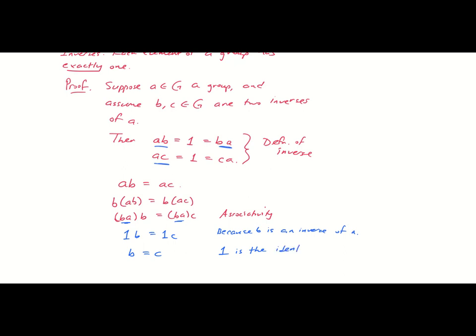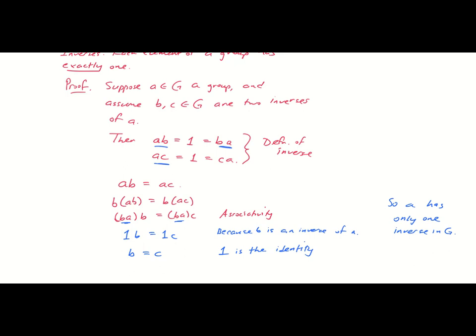But wait a minute. I assumed that B and C were just any two inverses of A. I assumed that up here. And I ended up showing that B equals C, which means if I have two inverses of A, they're really the same inverse. So really, this means that A has only one inverse in G. All right, so that's a nice fact about groups, that I always have just one inverse for each element.